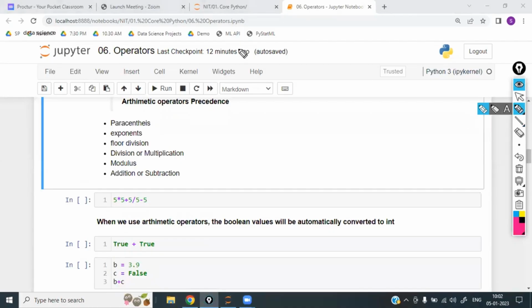So how are we going to get this type of questions? You'll get questions like this: 5 into 5 division 5 minus 5. In between, plus 5 is also there. 5 into 5 plus 5 division 5 and minus 5. So you are having something like this, right? Now in this particular expression, multiplication, plus, division, minus, all the things are involved.